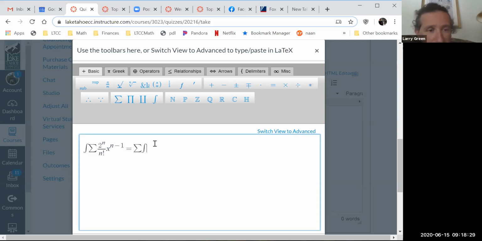So now we have the sum of the integral of 2 to the n over n factorial x to the n minus 1 dx. I guess I didn't write the dx. And you should write the dx because otherwise it's not clear whether you're talking about n or x as your variable. So dx is important.